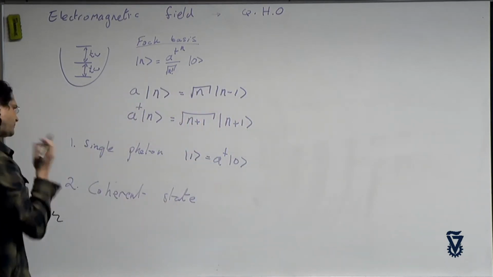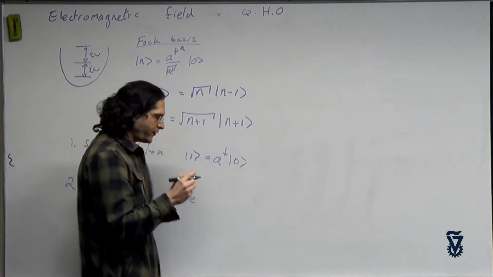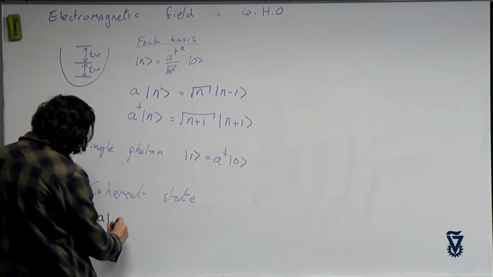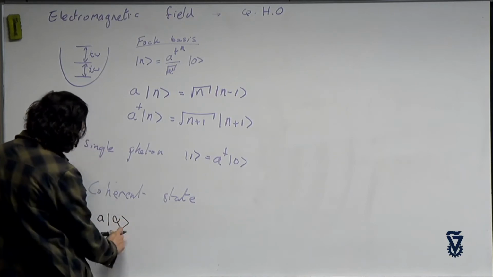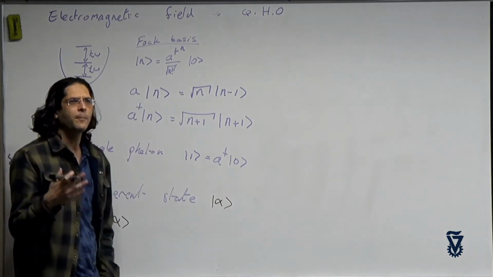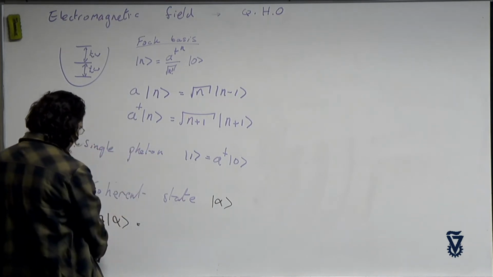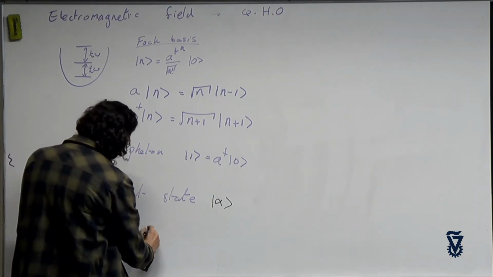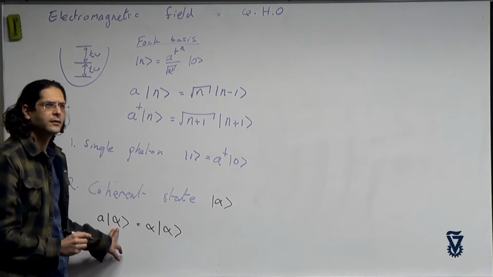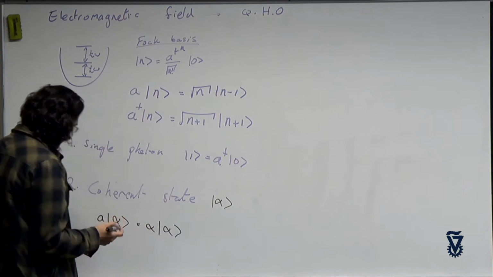The coherent state, we'll learn why it's important in just a second, but the coherent state is defined, if you remember, as the operator A operating on some coherent state alpha. Alpha, remember, is a complex number. And when A operates on alpha, we get alpha times alpha. Okay, meaning that the coherent state alpha is an eigenstate of the annihilation operator. That's what we did last time.